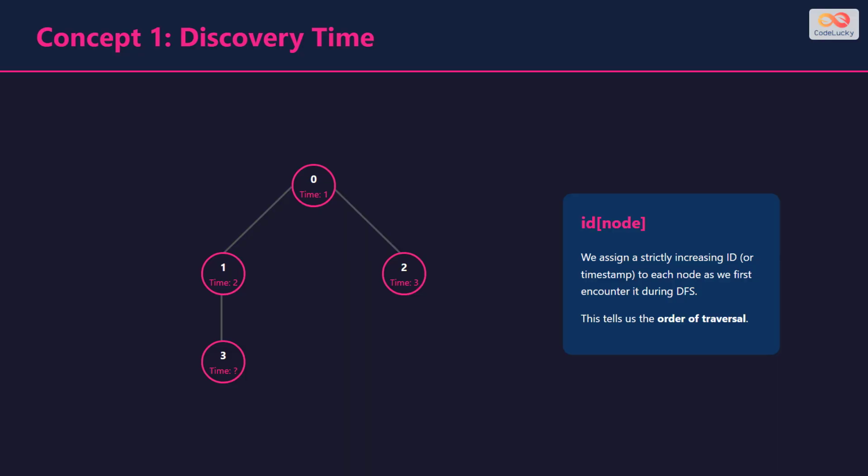First, discovery time. This is simply a timestamp or an ID assigned to each node when we first visit it during our depth first search. It tells us the order in which nodes were traversed. For example, the root gets 1, its first child gets 2, and so on.